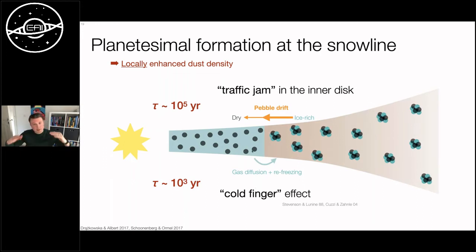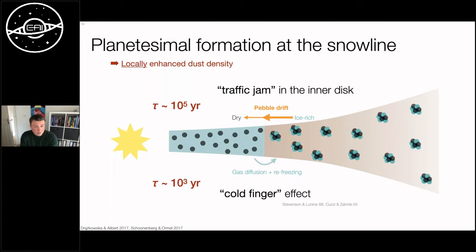So you have water vapor inside the disk that diffuses outward and very temporally enhances the dust surface density by refreezing of this water vapor onto grains just outside of the snow line. And this again can trigger the streaming instability by enhancing locally the dust surface density.